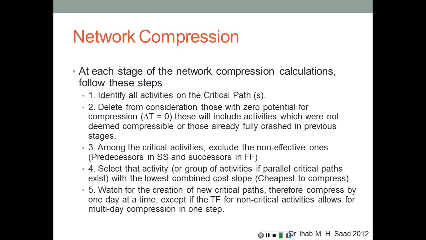At each stage of network compression calculations, follow these steps. First, identify all the activities on the critical path or paths, because we might have more than one critical path. Second, delete from consideration those with zero potential for compression. So if delta T equals 0, it is incompressible, therefore it cannot be compressed. Number 3, among the critical activities, exclude the non-effective ones, as we have discussed: predecessors in start to start and successors in finish to finish. And number 4, select the activity or group of activities, if parallel paths exist, with the lowest combined cost slope, the cheapest to compress. And finally, with each step of compression, watch for the creation of a new critical path, therefore compress by 1 day at a time, except if the total float for non-critical activities is greater than 1.